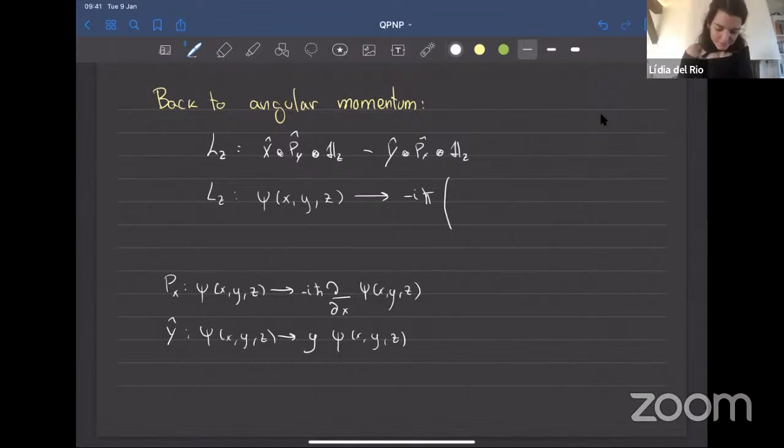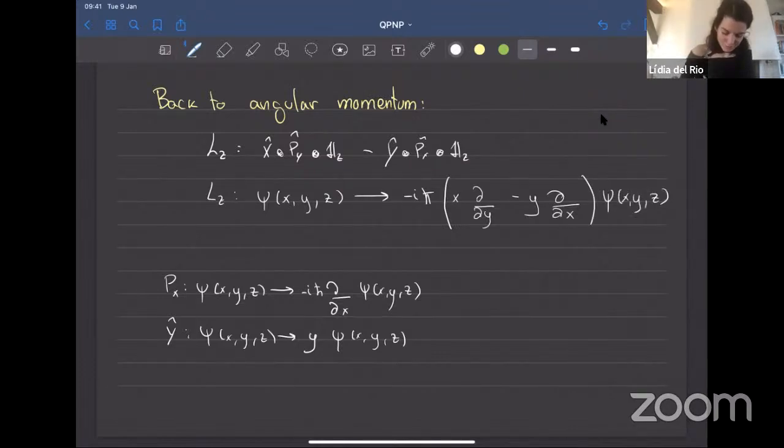Look, from here, we have p_i, so we have d/dy. And we also have x, so we get x back. And it doesn't matter if you write the x before or after the y, because they're independent. And minus y d/dx. That's this term here of the wave function x, y, z, right?